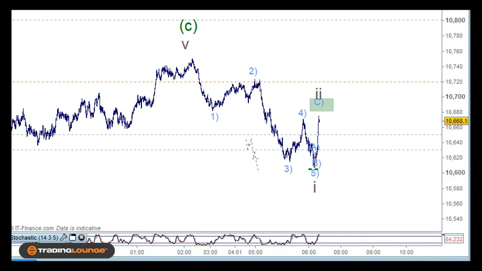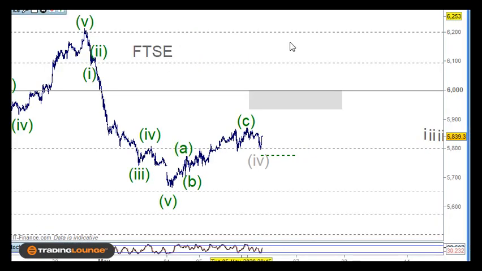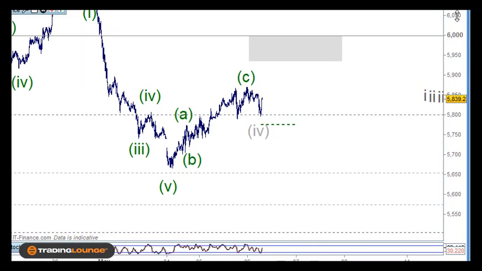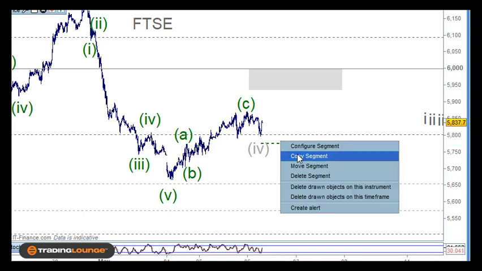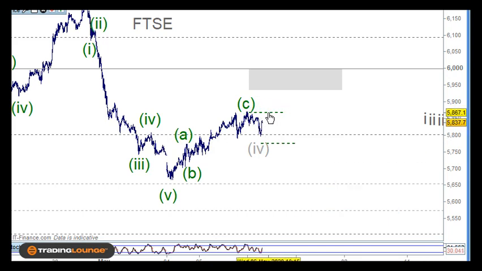The FTSE is the same as well, so I don't need to go into a huge amount of detail. Number one, it hasn't reached its target up here, so it could. It's got nice support on 5,800. 5,808 is a very important number. If I was looking at this, I would be looking at a long trade above these highs here. Yes, I could bring it down to these highs as well, but because we're looking for a short trade, I'll just keep it out of the way a little bit.